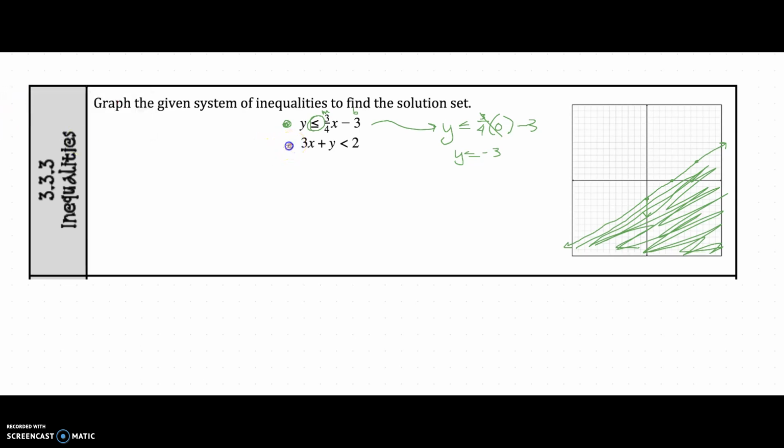Now let's do the second one. This one's not in y equals mx plus b. I think it'd be equally as easy to get this into slope-intercept form by just subtracting 3x from both sides. Or you can do the x-intercept, y-intercept method, whichever one you prefer. So for x-intercept, we're going to plug in 0 for y. Well, plus 0 is nothing. So we have 3x is less than 2, or x is less than 1.5.